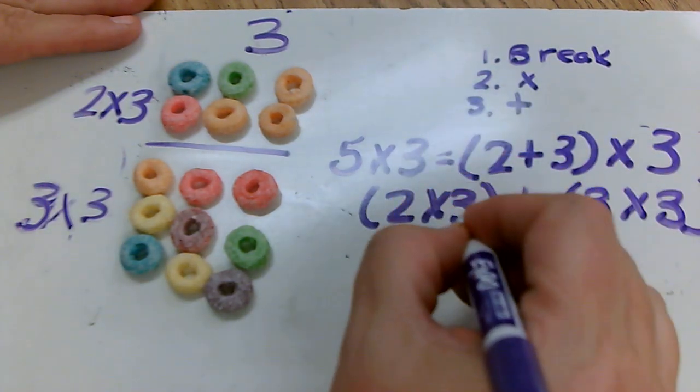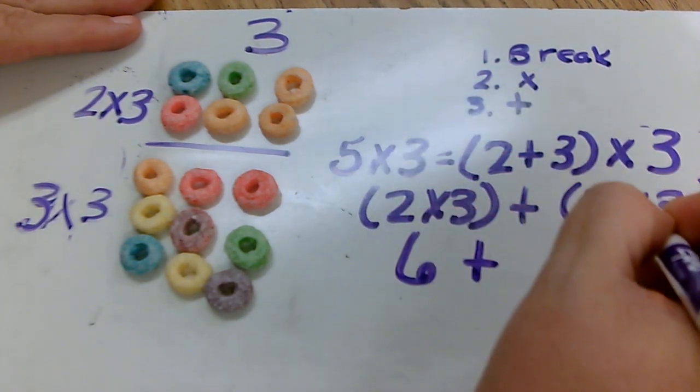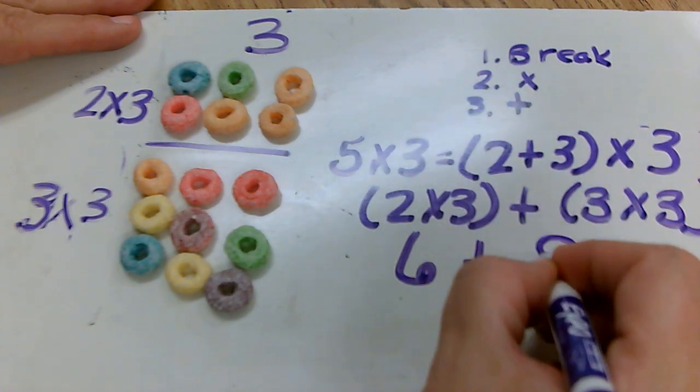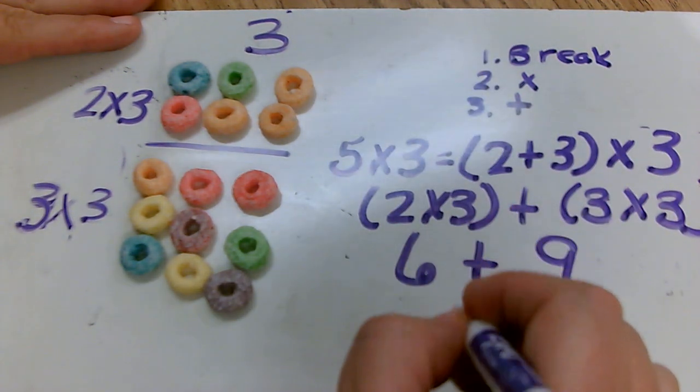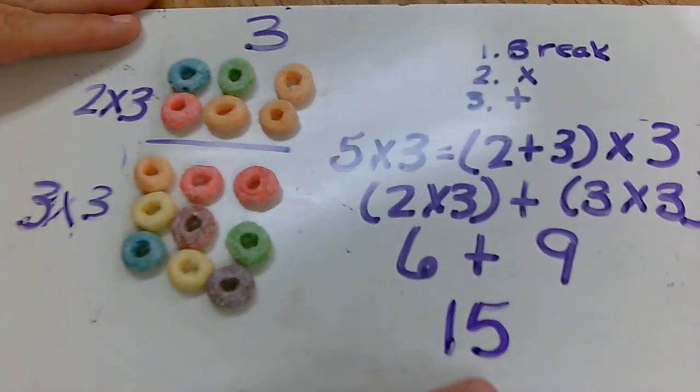I'm going to multiply. 2 times 3 is 6. 3 times 3 is 9. 6 plus 9. Now I'm going to do my third step, which is to add. 6 plus 9 is 15. So my answer is 15.